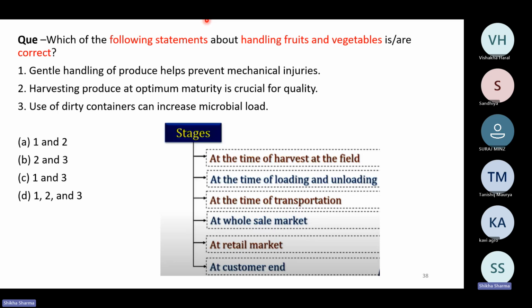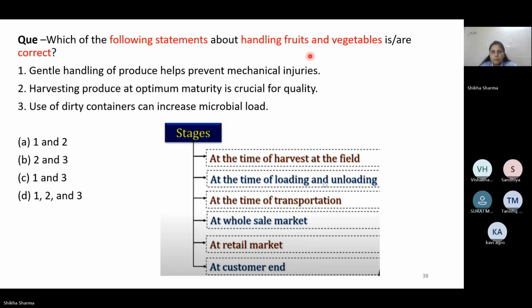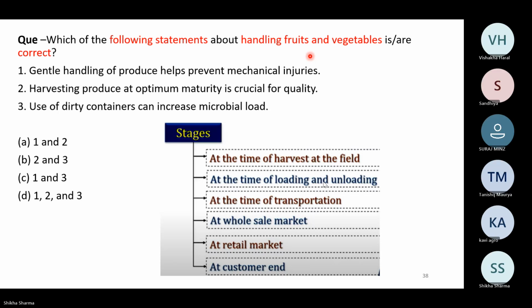So let's discuss this question now. We have some questions. Okay, we are moving to this question now.